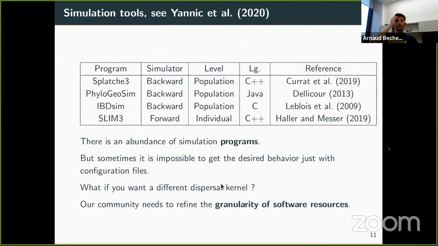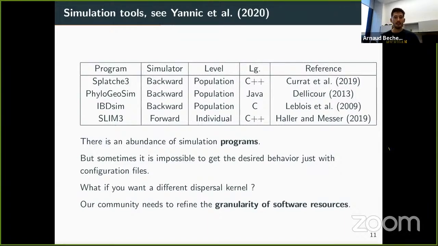So what simulation tools can you use when you're interested in this kind of problems? You have programs like Splash3 that has been here for a long time. One of the most popular, it's extremely user-friendly. It's coded, sorry, in C++, an amazing resource. And you have other types of simulator. One that is going fine is Slim, that is the forward-in-time simulation.